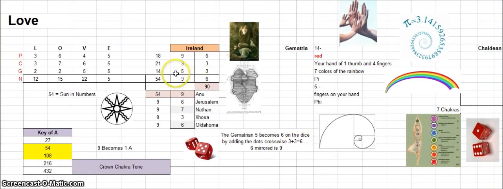Now, Gematria. In here we have Gematria coming out as a 5. Well, the neat thing about 5 is 5 automatically turns into a 9. It's a 6 on the dice by adding the dots across. So 1, 2, 3, 1, 2, 3 on the 5, 3 plus 3 equals 6, and 6 mirrored is 9. And you're going to find that a lot of things in here come out with this 369 family of numbers. That is love.